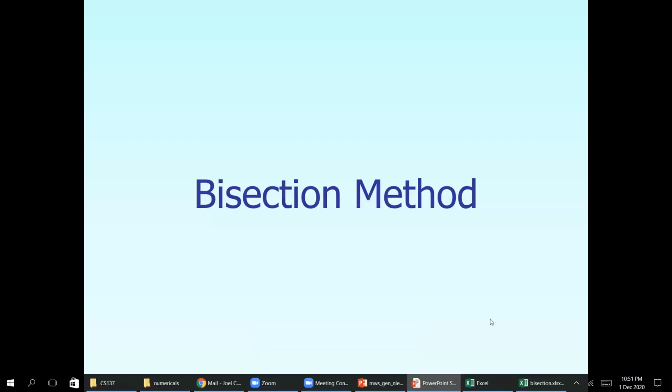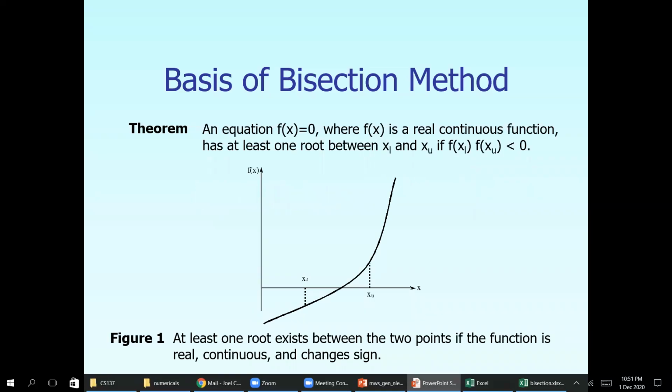In this session, we're going to discuss the bisection method. Bisection method is an algorithm to determine a root of a certain function. We're going to guess two values, and within these two values, we're going to determine the root of the equation. Bisection method is based on this theorem.